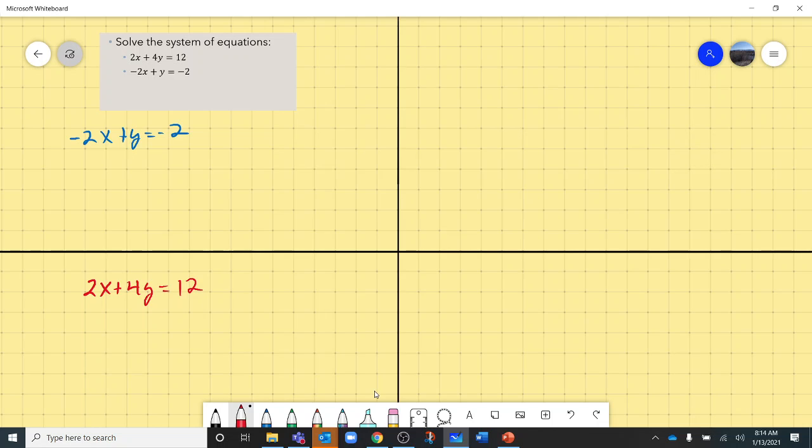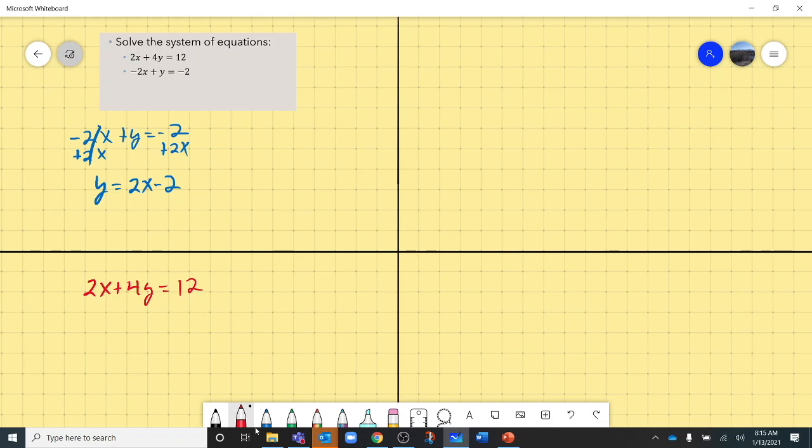Okay, so now let's do this by graphing. So I'm going to go ahead and solve both of my equations for y. Y equals mx plus b form is what I'm going for. For this one, I need to add, let's do that in blue, I need to add 2x to both sides. And those cancel. I have y equals 2x minus 2. And that's the form I want for that one.